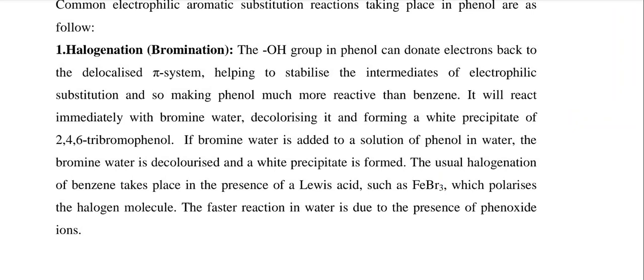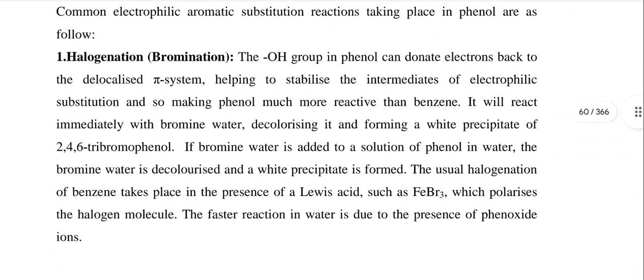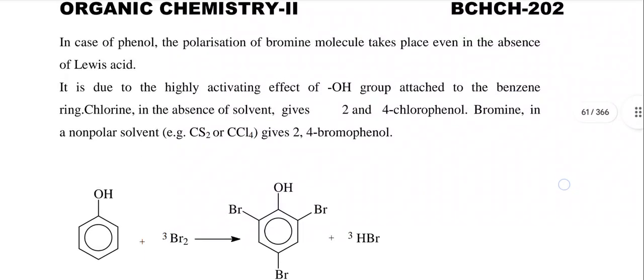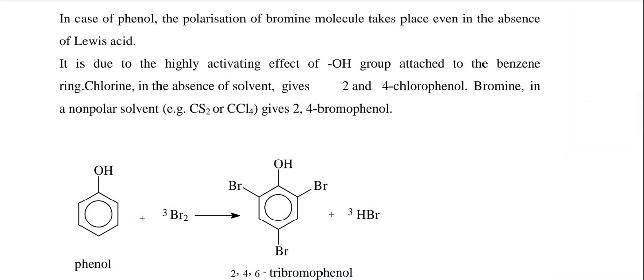If bromine water is added to a solution of phenol in water, the bromine water is decolorized and a white precipitate is formed. The usual halogenation of benzene takes place in the presence of a Lewis acid such as FeBr3, which polarizes the halogen molecule. The faster reaction in water is due to the presence of phenoxide ion. In the case of phenol, the polarization of the bromine molecule takes place even in the absence of a Lewis acid. It is due to the highly activating effect of the OH group attached to the benzene ring.